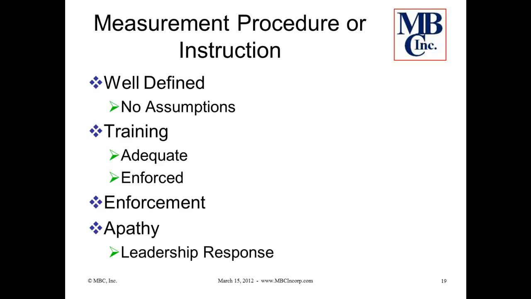Measurement procedures and instructions can also help with measurement error. Well-defined instructions with no assumptions are important. We must not assume that operators know where on the part to take the measurement. We must not assume they know how to clean the part or how to zero the gauge. These must all be defined in the instructions, and the training must be adequate and it must be enforced over time, both for new operators and seasoned operators. Apathy cannot be allowed to grow in the workplace. There must be a leadership response and a motivation for employees to follow procedures correctly.